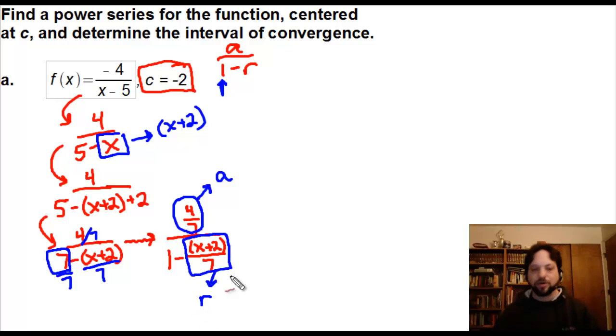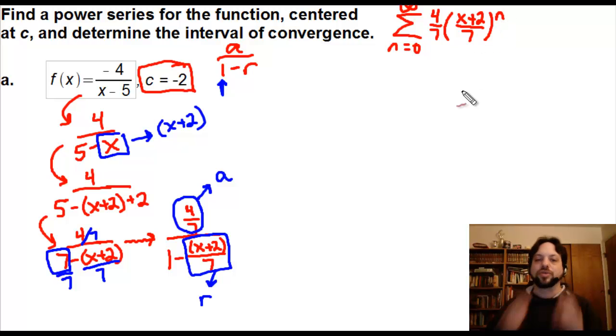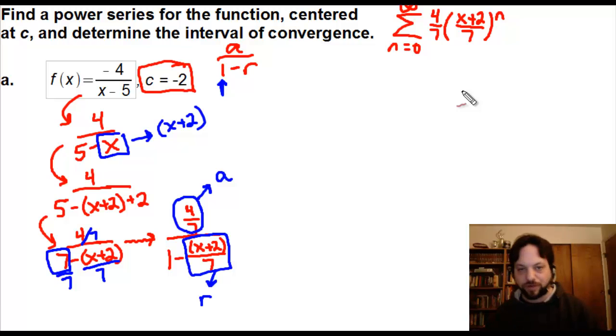So what I'm going to do now is go ahead and write this as a series, the geometric series that I was referring to earlier. It'll be the series from n equals 0 up to infinity. My a value is going to be 4/7, and my ratio is simply going to be the quantity x plus 2, divided by 7, to the n power. So that is the geometric series that represents my original function.